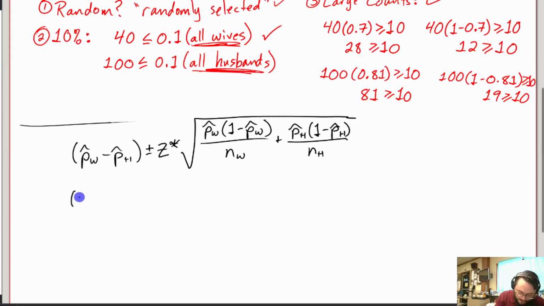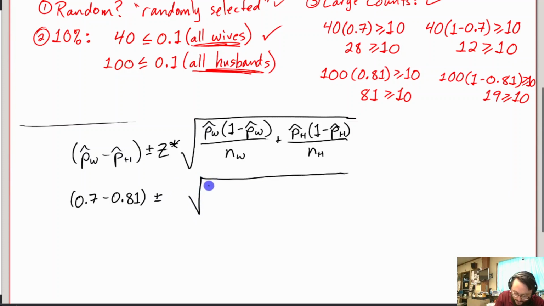And so we could do 0.7 minus 0.81, plus or minus, we'll talk about the z in a second, the square root of 0.7 times 1 minus 0.7 over 40, plus 0.81 times 1 minus 0.81 divided by 100.